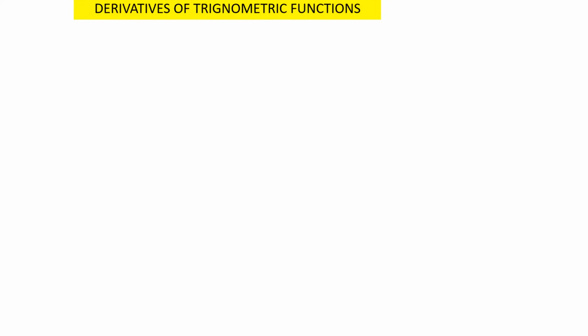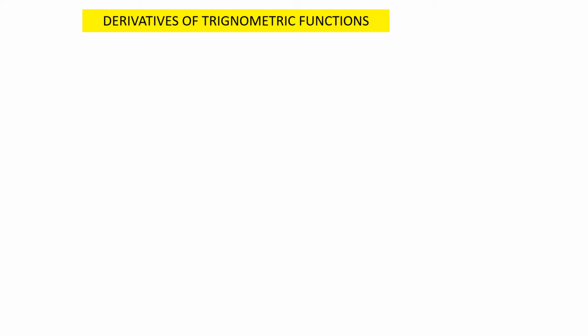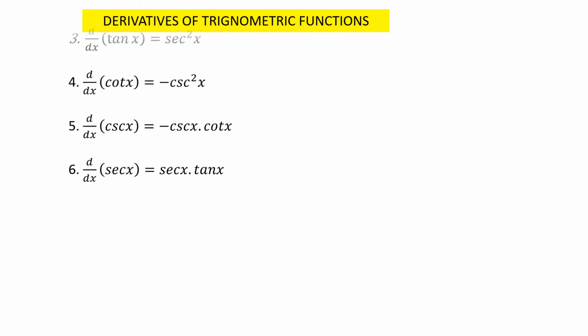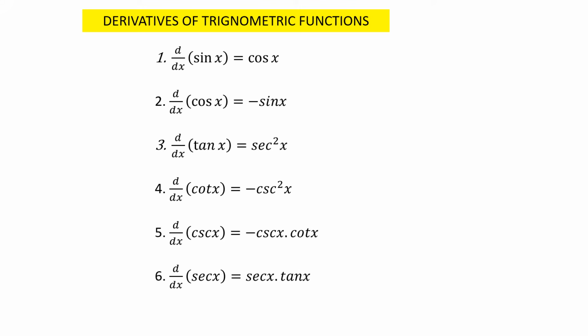The higher derivatives. Now let us focus our attention on derivatives of trigonometric functions. So we know that basically there are 6 trigonometric ratios: sine, cosine, tan, cot, cosecant and secant.